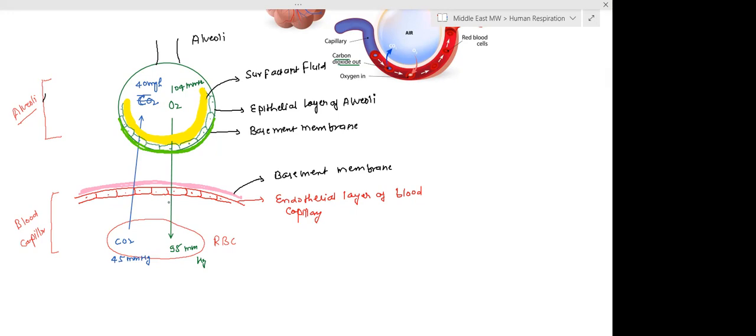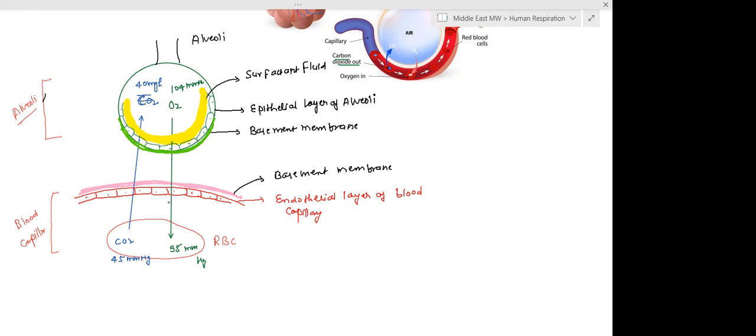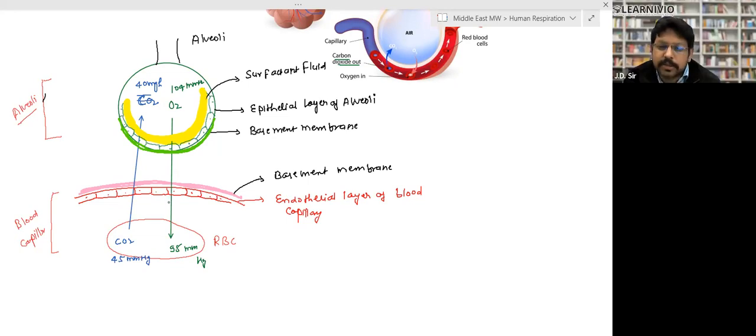Please note. This blood vessel is not directly attached to the alveoli. Between two cells, I will tell you in the circulatory system, there is never attachment of a blood capillary with any tissue. There is a liquid between them. That liquid is called lymph.